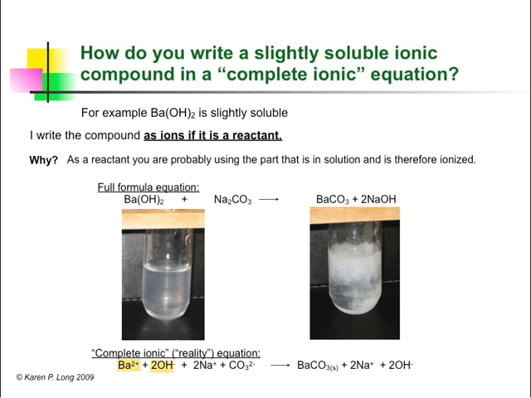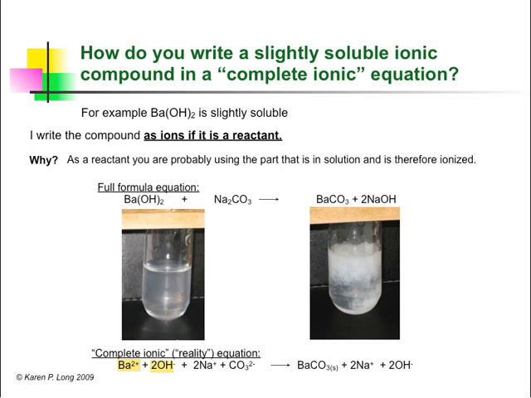But when you are told to use 2 milliliters of the saturated barium hydroxide solution, you rightly assume that you are supposed to take the liquid part. So it contains the part of the barium hydroxide that has dissolved. It is the part that has ionized. This is the test tube on the left in my pictures. Therefore, I write barium hydroxide as ions when it is a reactant.